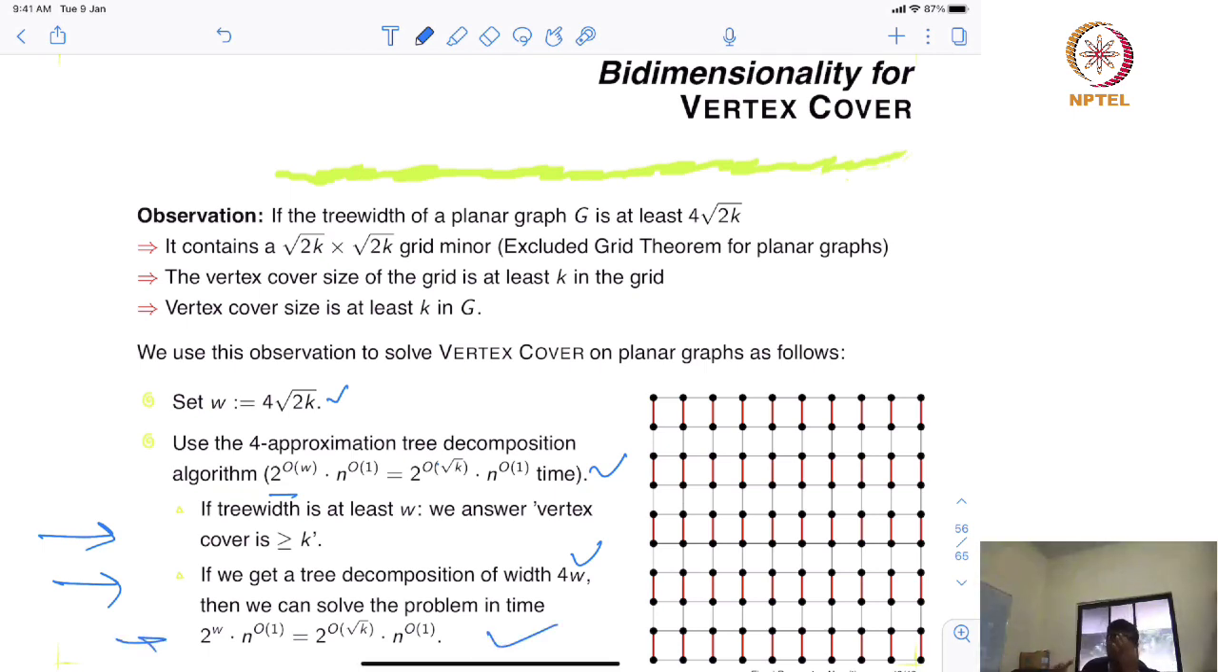So basically, what is this all about? I check the treewidth of this graph. If the treewidth is large, I say no, there is no vertex cover of size k, or we have found a small tree decomposition. Now I apply my dynamic programming algorithm and we have solved the problem. But there is nothing special about vertex cover that we used. The only thing we used is the solution size on the grid.